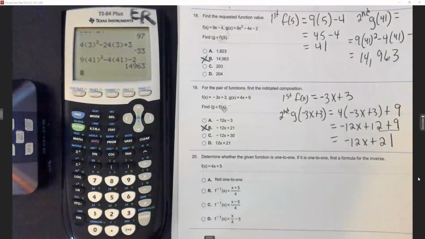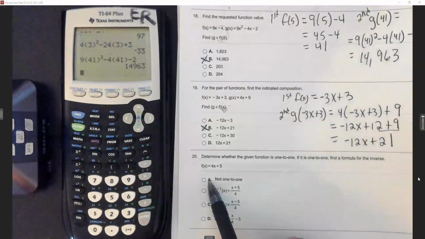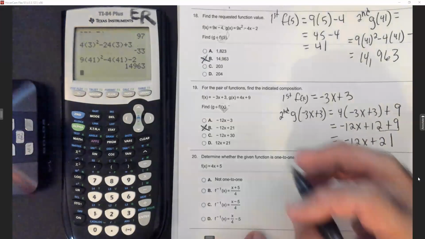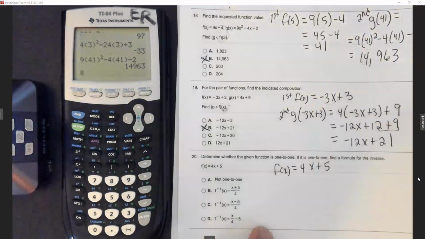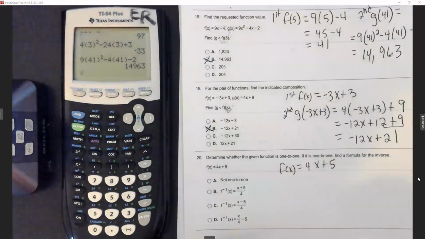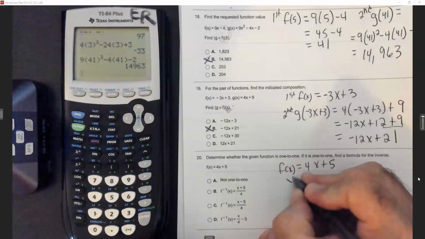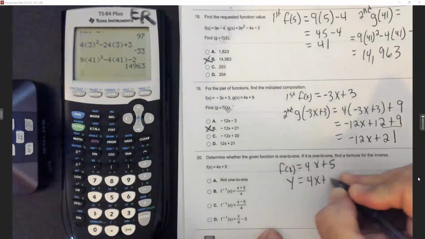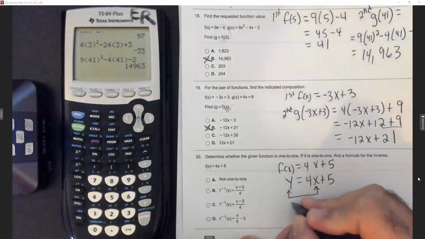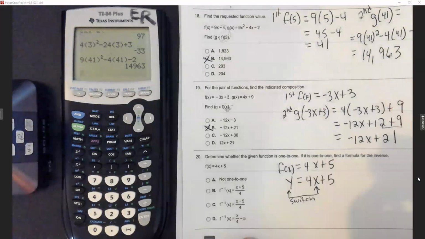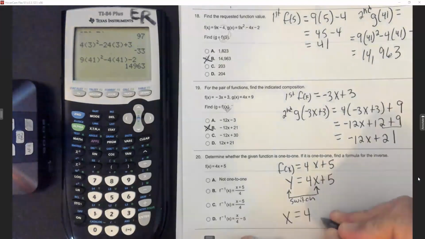All right, guess what? Do not put answer A on this. I don't care what version of test you got. Do not put version A. They're all going to be one-to-one, which means you got to find the inverse. So to find the inverse, the first thing I did was replace f of x with a y. So I got y equals 4x plus 5. Then I switched the x and y around. So that gives me x equals 4y plus 5.